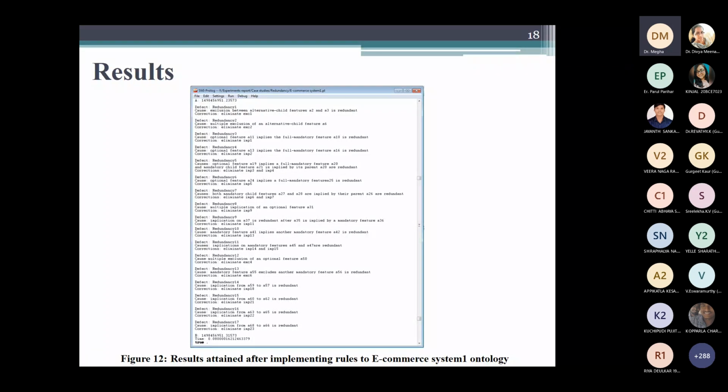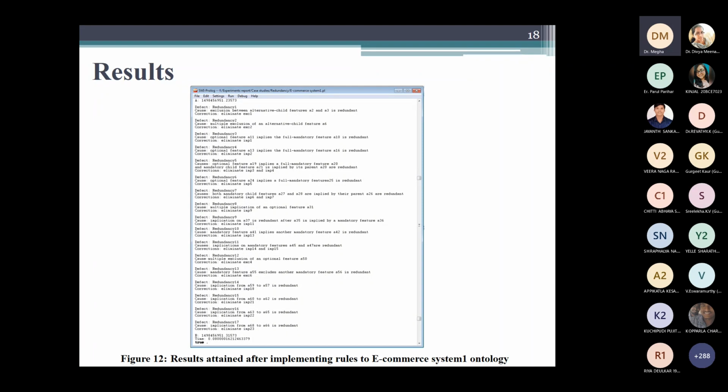Here we can see this will give us the identified defect, what is the cause, and what is the correction. For example, the defect is redundancy 1, which means redundancy 1 is a defect. And what is the cause behind this? The exclusion relationship between alternative child features A2 and A3 is redundant. And what is the correction? Eliminate exclusion 1.